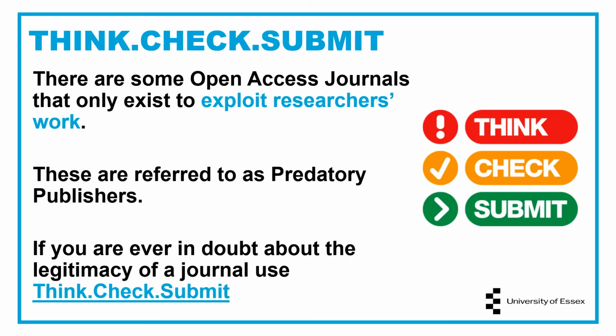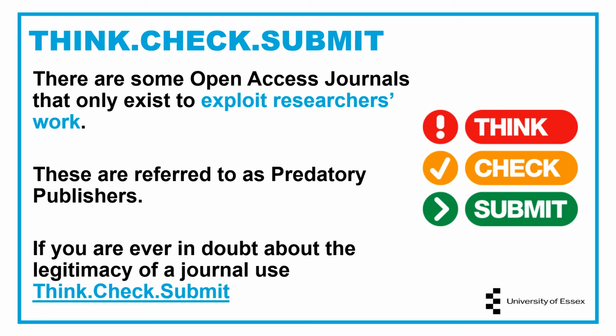Another thing to be aware of when choosing a journal to publish in is the possibility of it being a predatory journal, otherwise known as a fake journal. These are open access journals run by predatory publishers who exist only to exploit researchers' work. They do this by asking for a publication fee, but do not have a proper peer review process in place or proper editorial boards. Predatory journals can often be identified by unprofessional-looking websites, over-flattering emails asking for submissions, short turnaround times on apparent peer review, and poor quality papers in their journals.